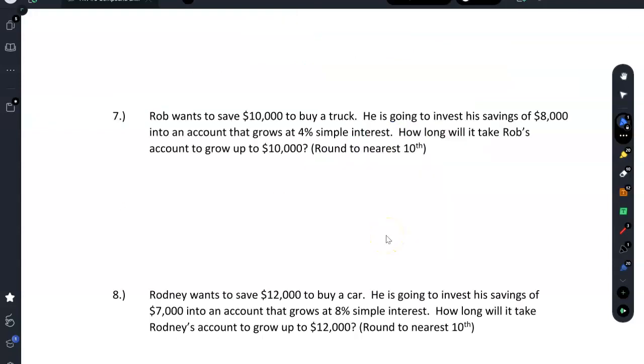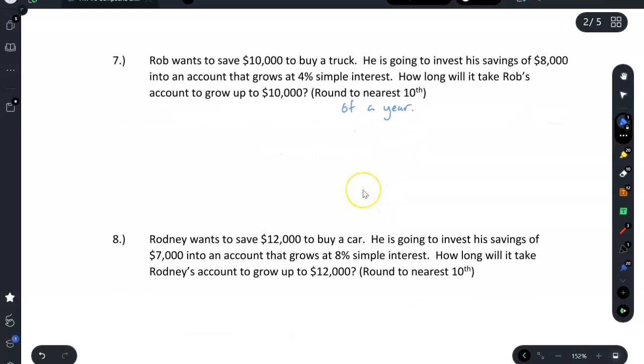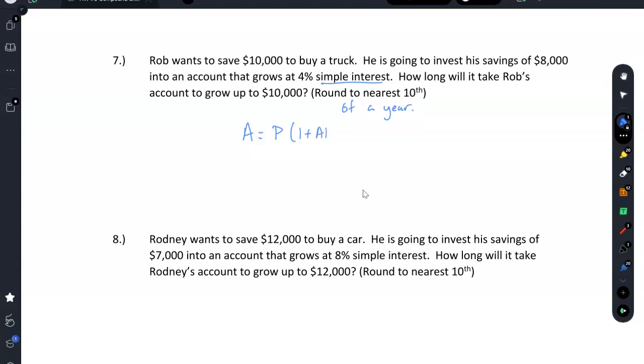I have Rob wants to save $10,000 to buy a truck. He's going to invest his savings of $8,000 into an account that grows at 4% simple interest. How long will it take Rob's account to grow? And I want you to round your answer to the nearest tenth of a year, and it'll produce the answer in years. But the same for y'all with number 8. Just round this to the nearest tenth of a year. But this time I see the word simple interest somewhere in here, so I know that I'm still using this equation.